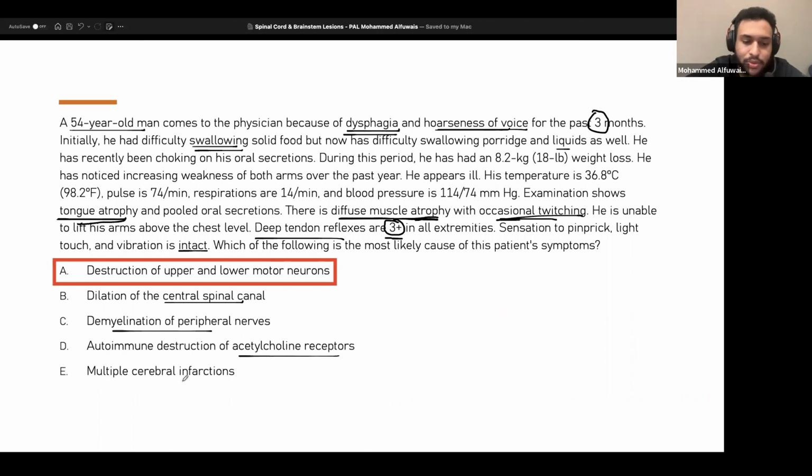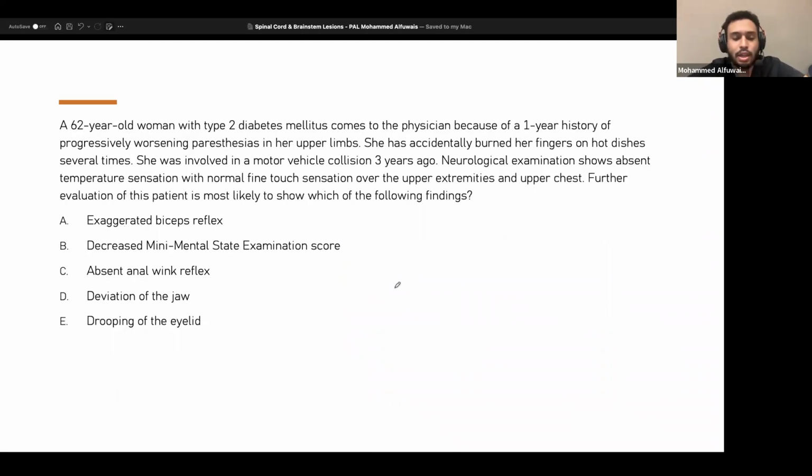And multiple cerebral infarctions will not lead to this. Again, as I mentioned in the beginning of the whole lecture, it will have a different distribution because of the homunculus. Okay, and this is all extremities. Okay, so that's this question done. Let's move on to the next one.